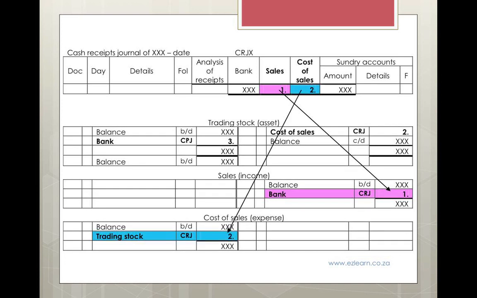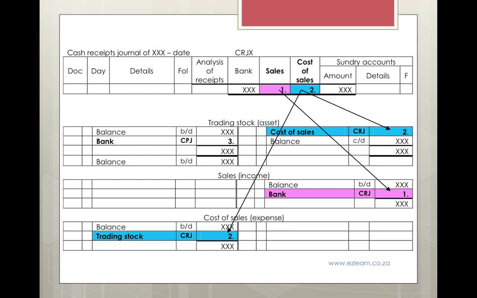The cost of sales amount will be posted to the debit side of the cost of sales account, as it's an expense and decreases owner's equity. The contra account here is trading stock, because at the same time you need to remember to post this amount to the credit side of trading stock, as it is an asset that is decreasing. You are selling the stock and you no longer have this asset.